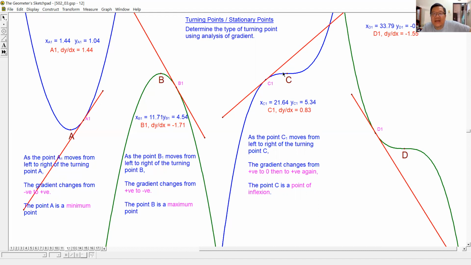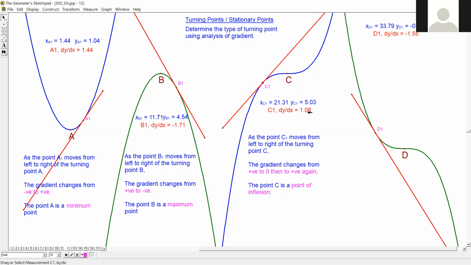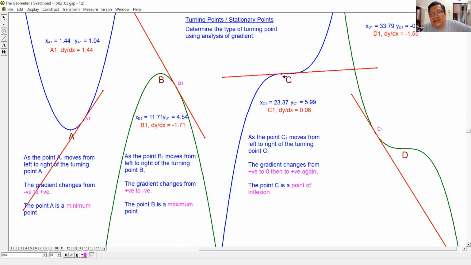So at this C here, I move from the left of C to the right of C. What can you tell me? On the left hand side of C, what can you say about the gradient? Both positive. Positive, then becomes less and less positive, then becomes 0. Then 0, then also positive, but more and more positive. So this type of point where you change from positive to positive is the point of inflection.